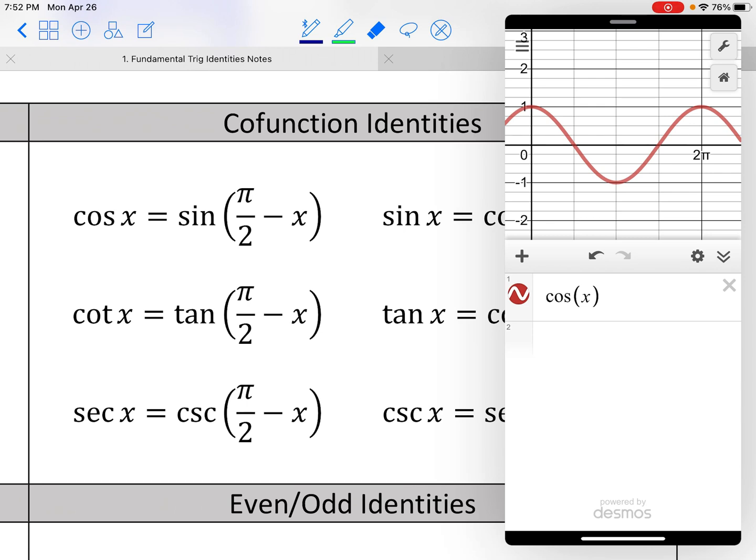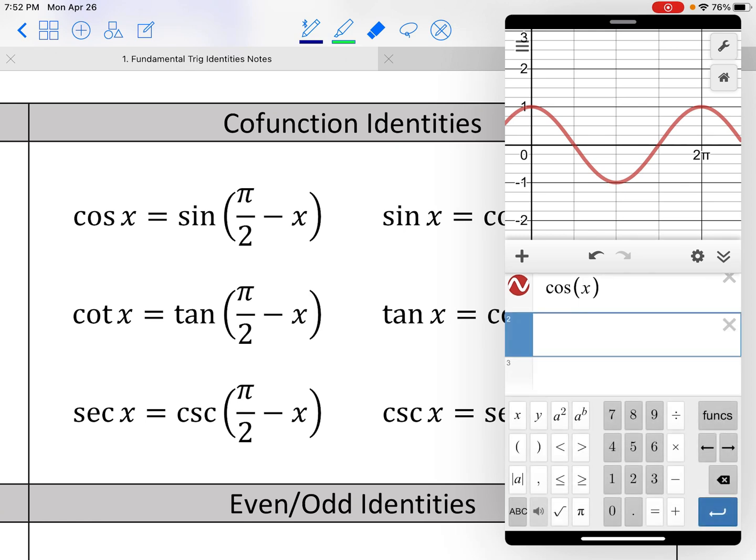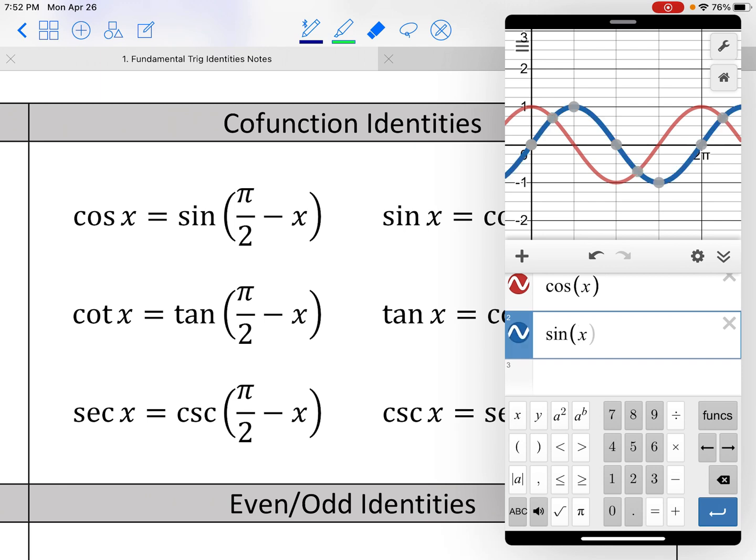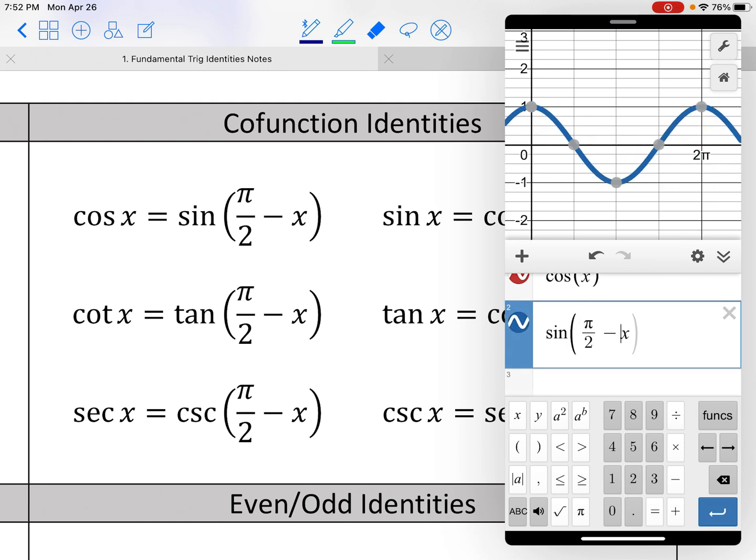Now what this first identity is saying is, if we took the sine curve, so let's put the sine curve in here, sine of x, we know it's not the same function, but if we were to shift it pi over 2 units, then it lands right on top of the cosine function.